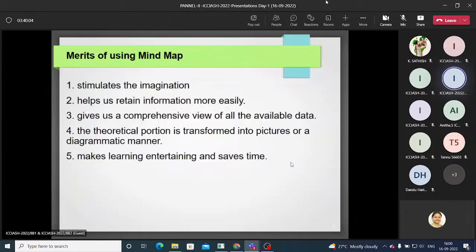So what are the advantages of using this mind map? It stimulates the imagination, right?